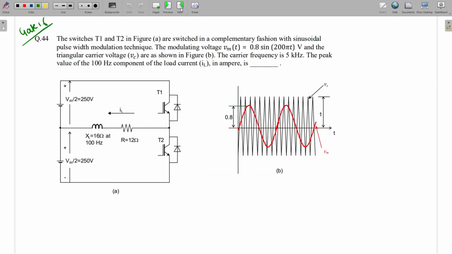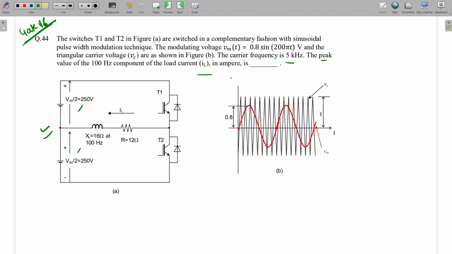Based on this only, I have taken 1 or 2 questions. Go quickly. This was asked in GATE 2016. The question is, this is a half bridge inverter. VDC by 2 is already given. This is the modulating signal 0.8 sin 200t, and the triangular carrier signal is of frequency 5 kilohertz. The peak value of the 100 hertz component in the IL.